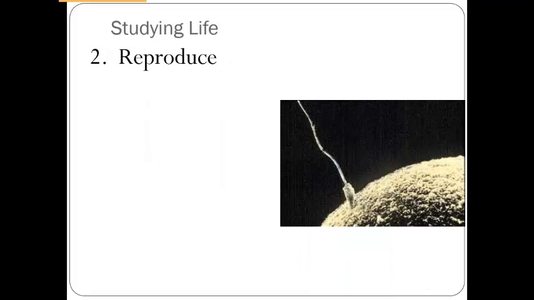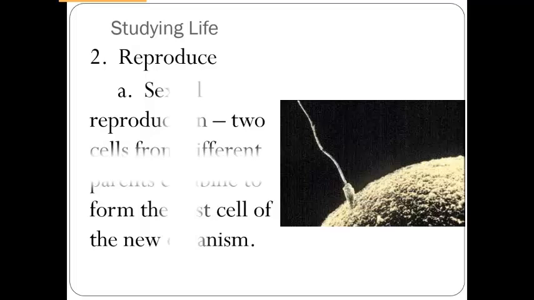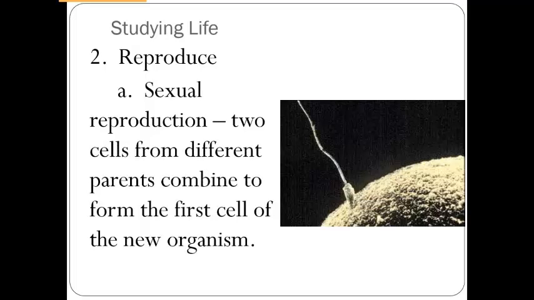Living things need to be able to reproduce. Not every single living thing can reproduce, but as a species, they need to be able to, or we'd go extinct. There are 2 types of reproduction, and the first one is sexual reproduction. This is the one that we're most familiar with. You can see in this picture you have the sperm and the egg, and those 2 have to unite. It takes 2 different cells from different parents combining to form the first cell of our new organism.